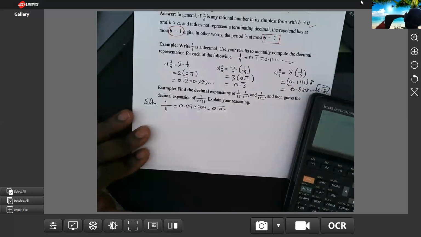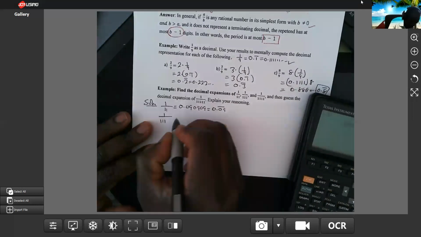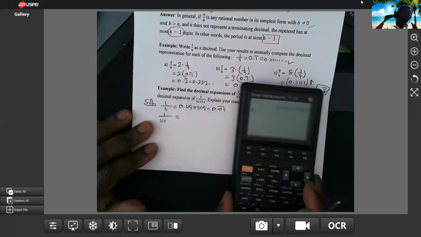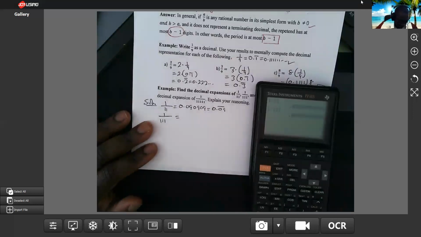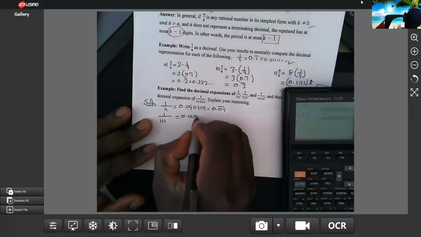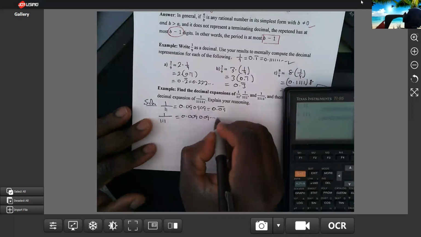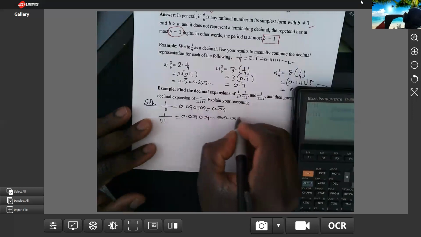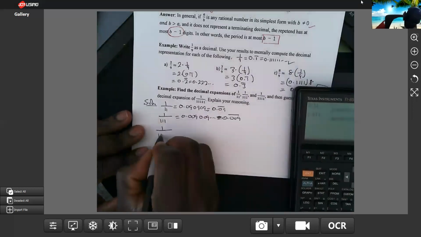Now, what is 1/111? When you have 3 ones in the denominator, what is that as a decimal? 1 divided by 111 is what? It is 0.009009, and it keeps going. It is equal to 0.009 repeating.